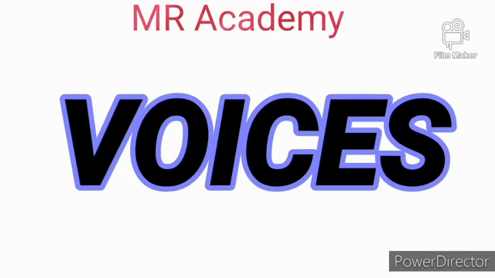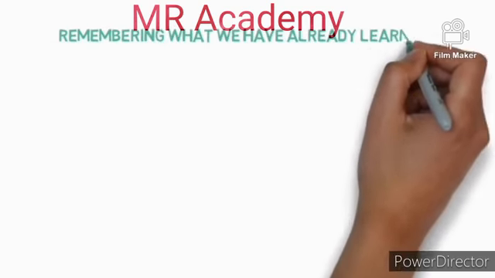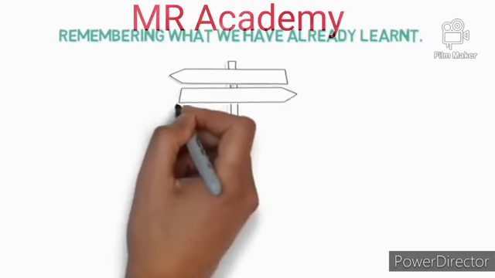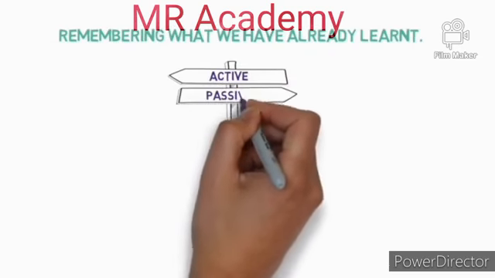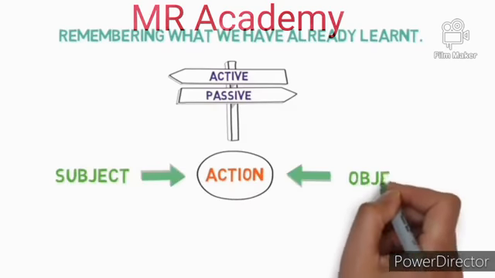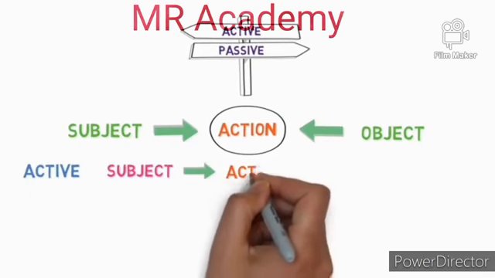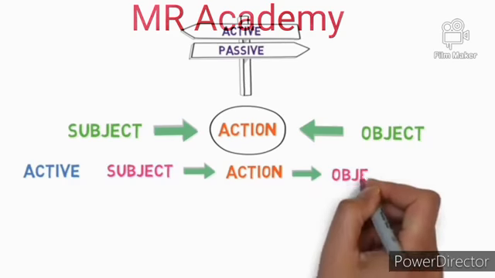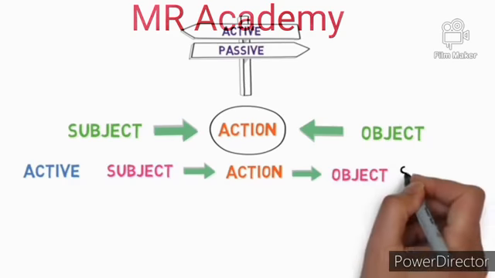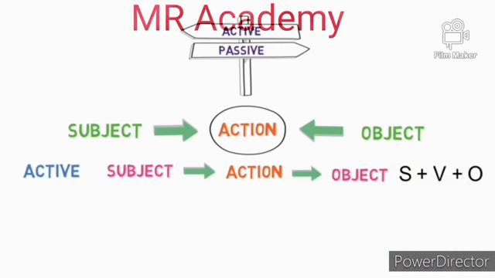Today let's have a look at voices. As we have discussed in the classroom, there are two ways in which we can describe an action performed by the subject in relation with the object. First, in active voice, the subject performs the action and the object receives the action. So the sentence structure is subject, verb, object, right?